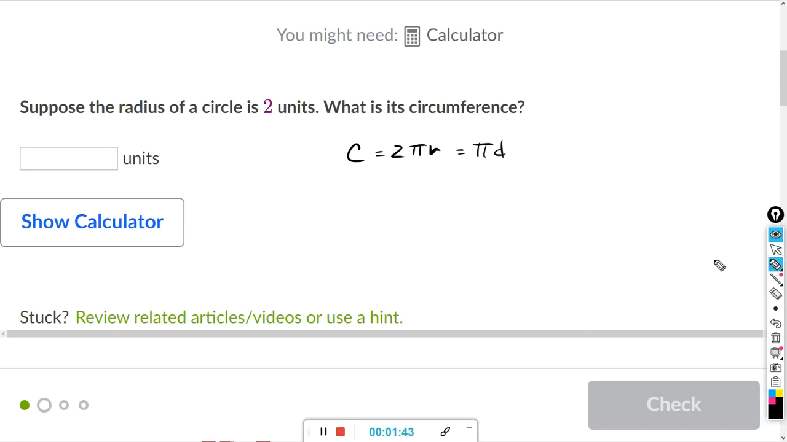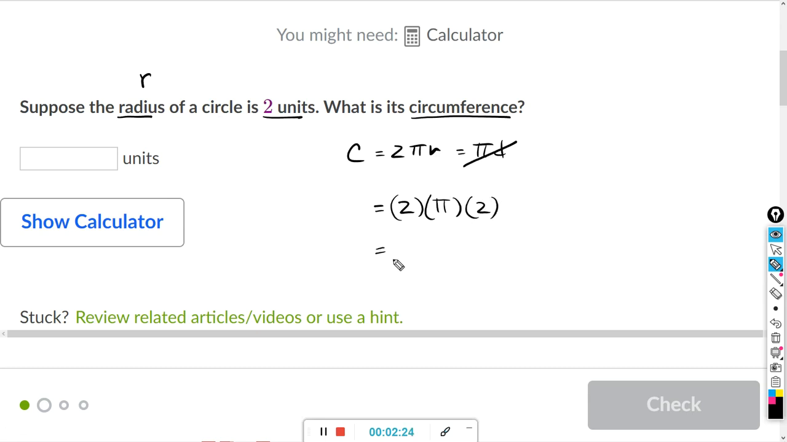Okay, so again, we have our two formulas for circumference, 2 times pi times r, or pi times d. In the problem, they said the radius of the circle is 2 units, and they want us to find the circumference. So since we're given the radius r, we can ignore the part of the formula with d, or diameter. So it's going to be 2 times pi times r, which we said in the problem was 2.